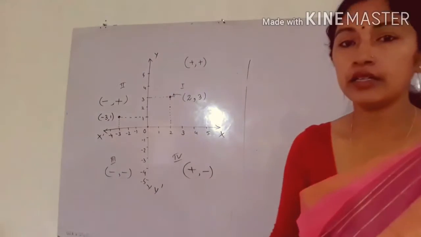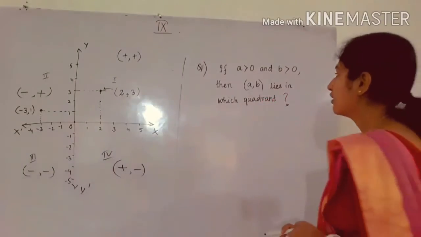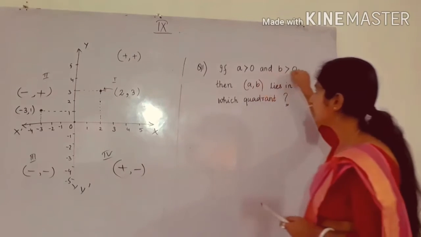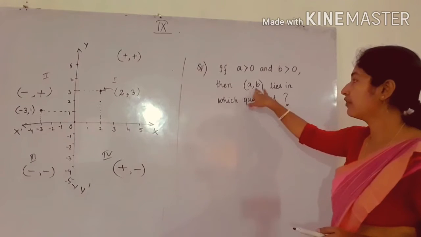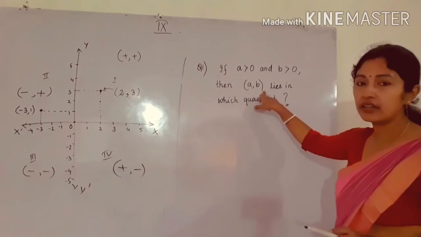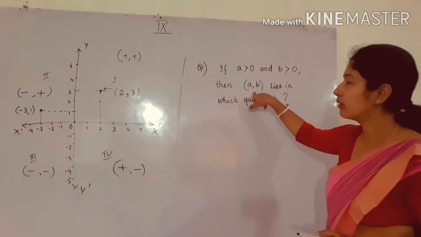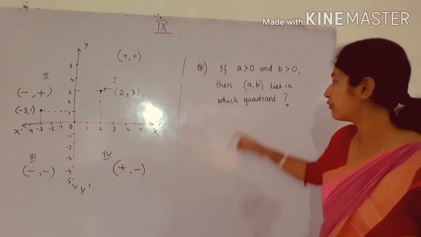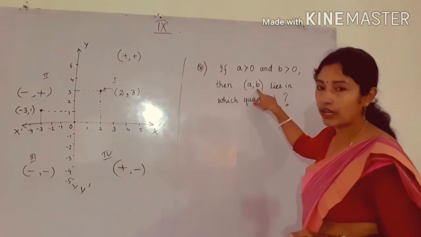So let me discuss some simple questions. The question is, if a is greater than 0 and b is greater than 0, then (a, b). What is the meaning of (a, b)? See, I have written a comma b in round brackets. That is the representation of a coordinate. Whenever we write a coordinate, we have to write it in brackets. The first is the x coordinate and the second is the y coordinate.